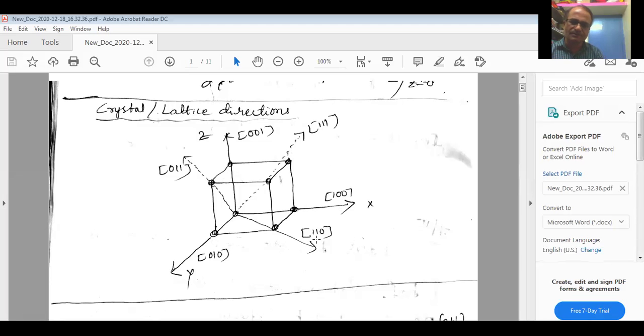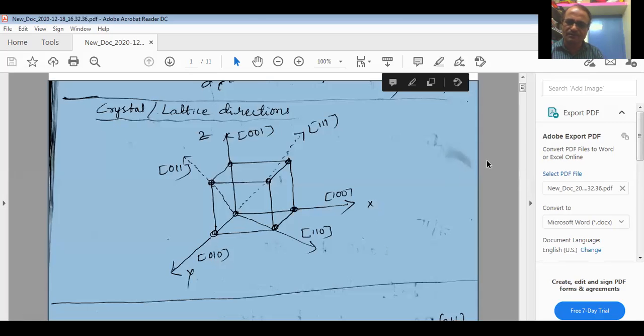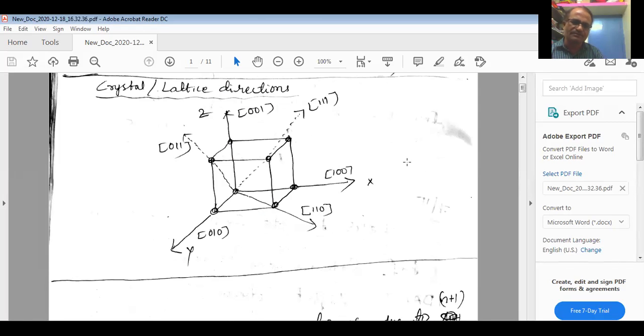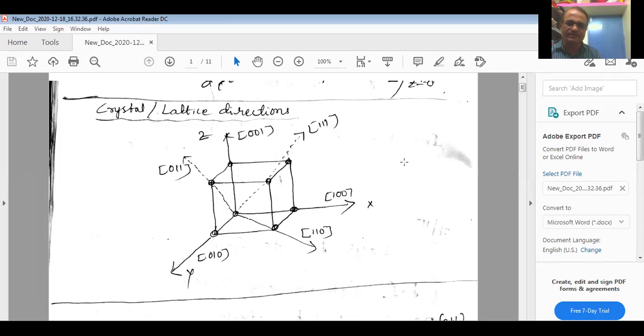Hello, student, and welcome to this chapter: what is lattice dynamics. And now I am going to explain what these crystal or lattice directions are. Actually, it is not my part, but this knowledge is required in a future chapter.